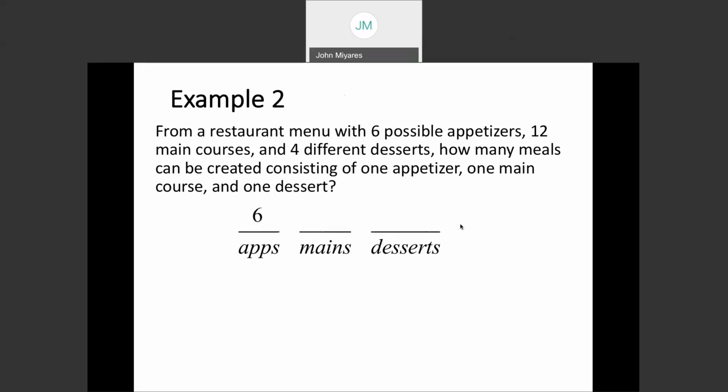I can choose one item from each group. So I have six possible appetizers. I can choose one of the 12 main courses, and we can choose one of the four dessert possibilities. Given those options, 6 times 12 gives us 72, times 4 multiplies out to 288 unique meal combinations.